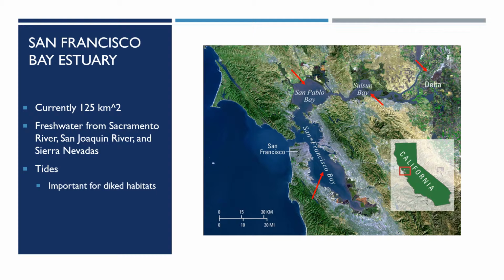Tides from the ocean are also a major source of water for tidally influenced lands around the bay. They are an important water source for many diked habitats, particularly managed marshes during droughts. And for those who don't know, a dike is an embankment constructed of a suitable material to protect lands against overflow or to regulate water.